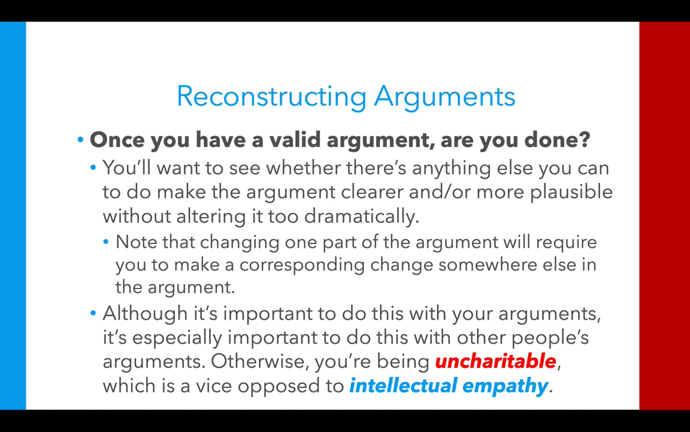Although it's important to do this with your own arguments, it's especially important to do this with other people's arguments. Otherwise we say you're being uncharitable, which is a vice that's opposed to intellectual empathy. When you just give a bad version of your opponent's argument, we call that straw manning your opponent. You're making their argument an easy target for you to knock over. So ideally what you want to do is provide the best, strongest version of your opponent's argument that you can.